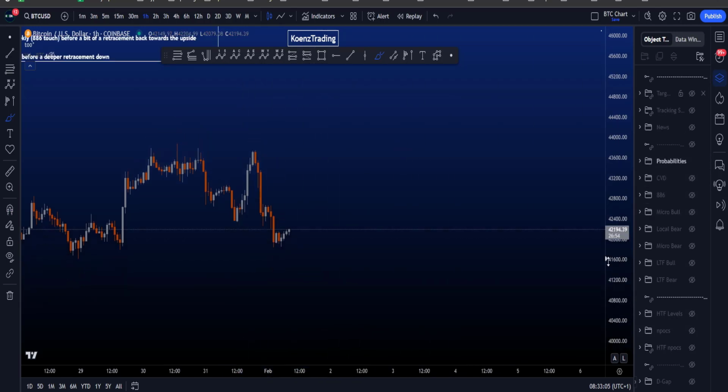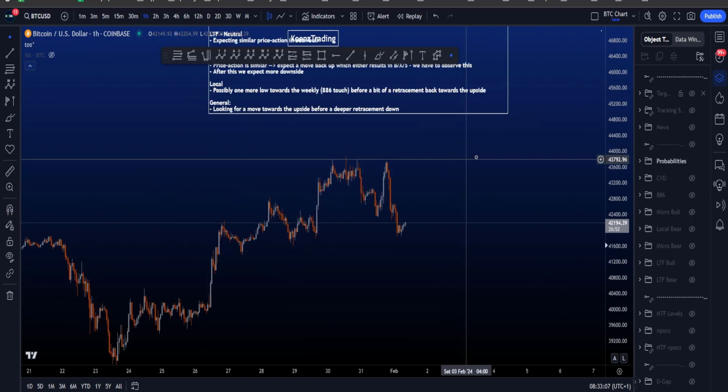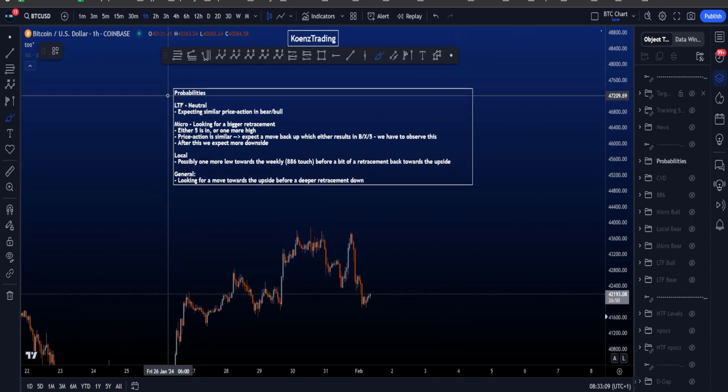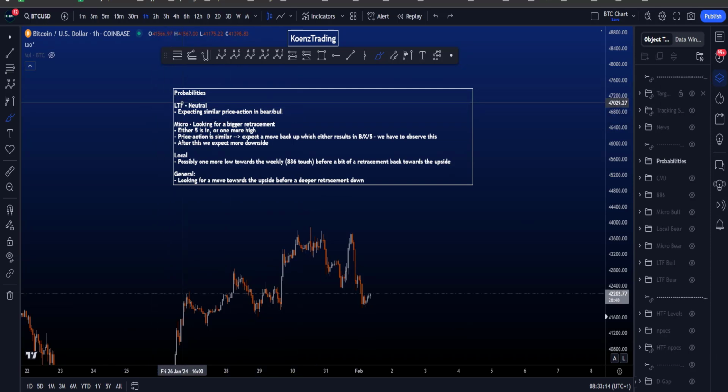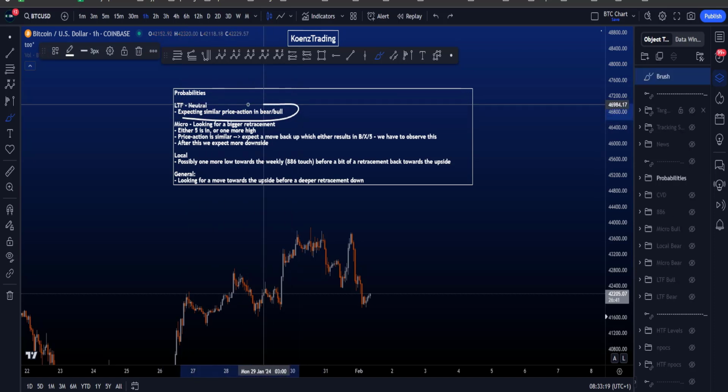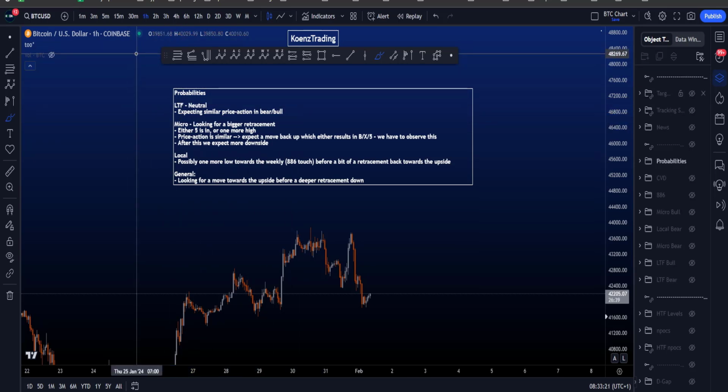So if we then look at the probabilities of the different scenarios, then on the low time frame, which is the 4-hour scenarios at the beginning, the probabilities are neutral, ABC, 1 to 3, or a WXY, because we are expecting a similar price section to the upside, and then based on that price section and eventually the move down, we can reassess the probabilities.